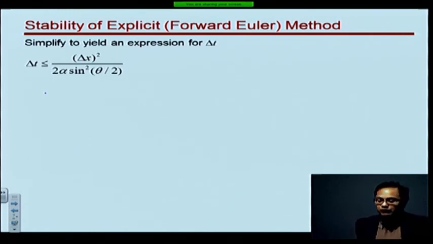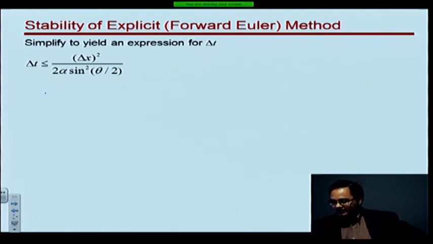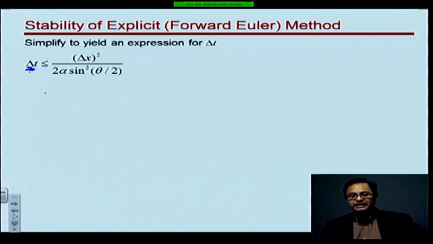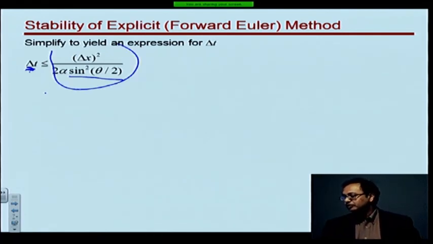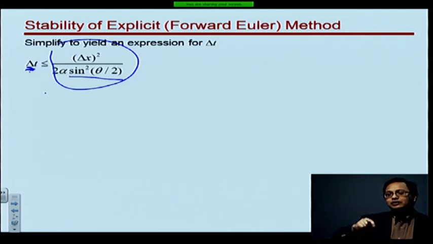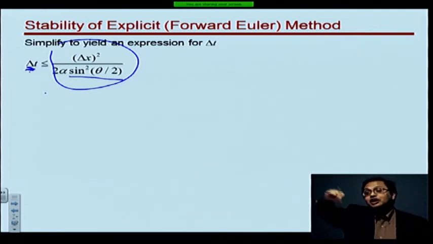Okay. Now we are looking at the worst case scenario. We are looking for a constraint for delta t. If, for example, sine squared is very close to 0, then it will give me a very large number on the right hand side, and so it will say, okay, my delta t can be as large as possible up to that point.